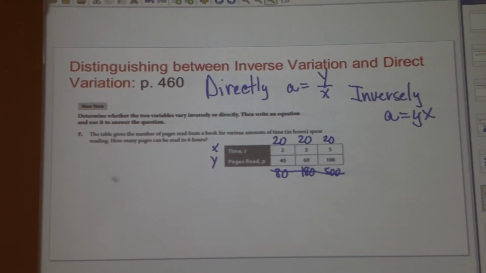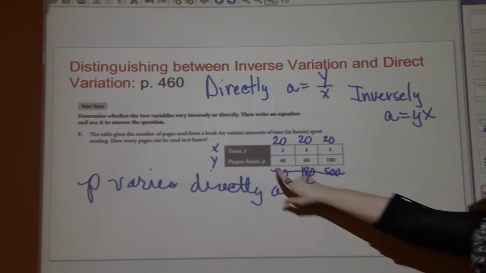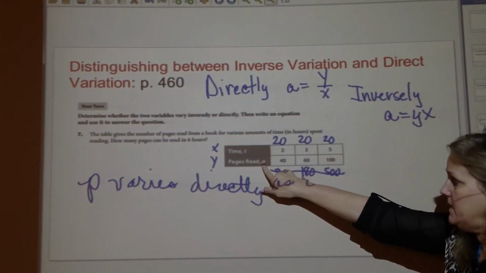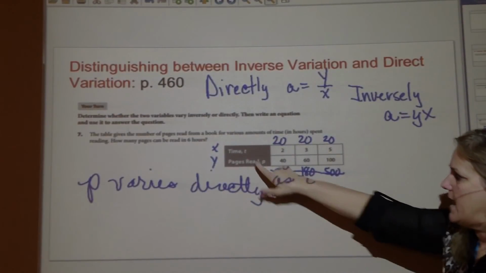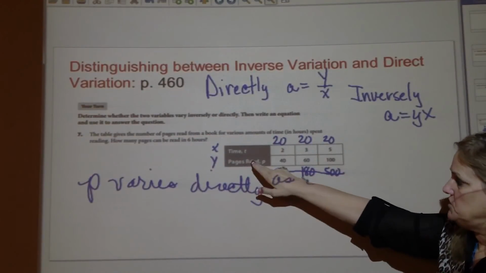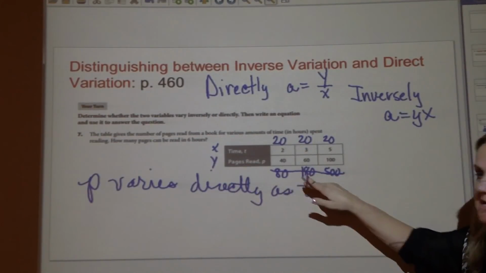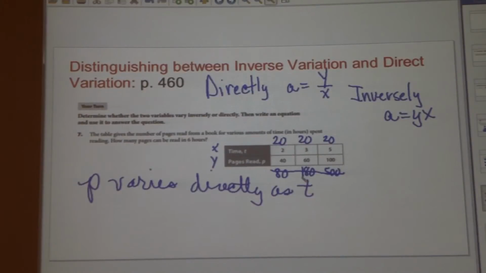So I would say P varies directly as T. Where did I get those letters? The X and Y, right there. P is the Y, and it always goes first. P varies directly as T. So pages read varies directly as time. Questions on that? That's one part.